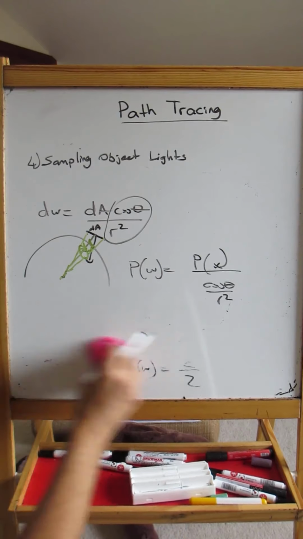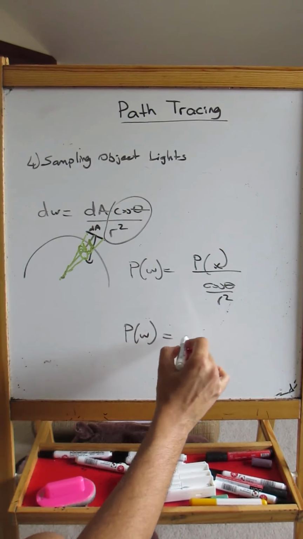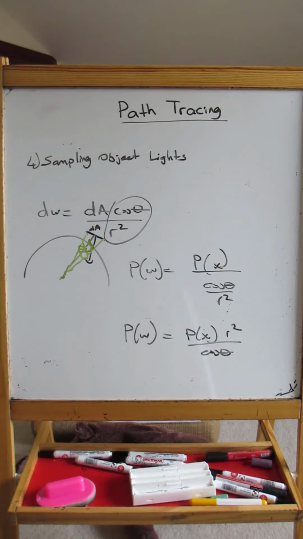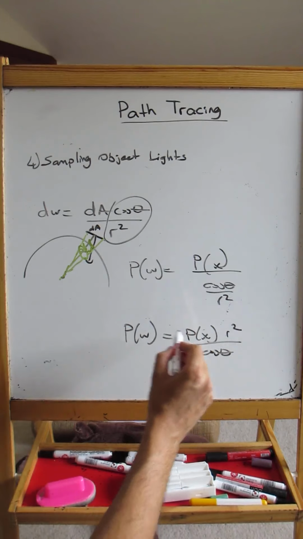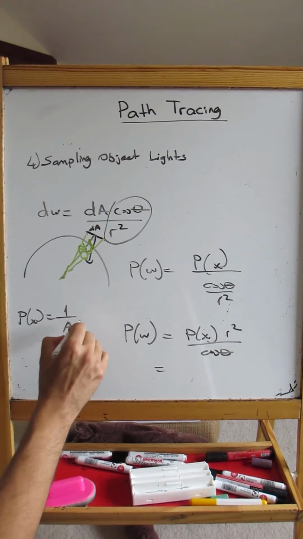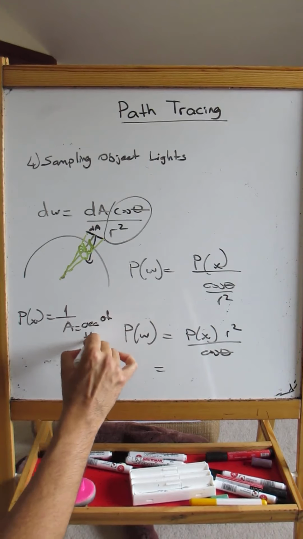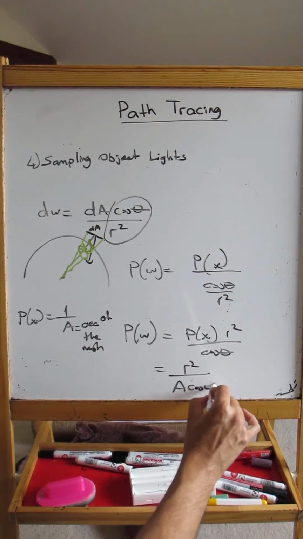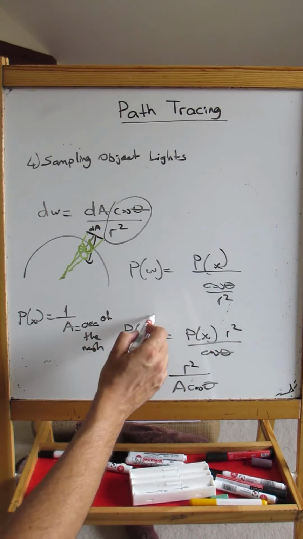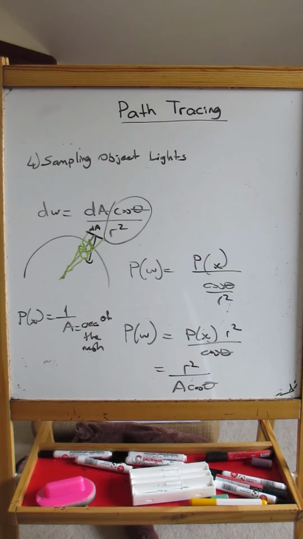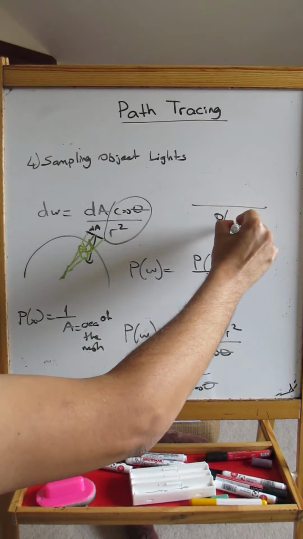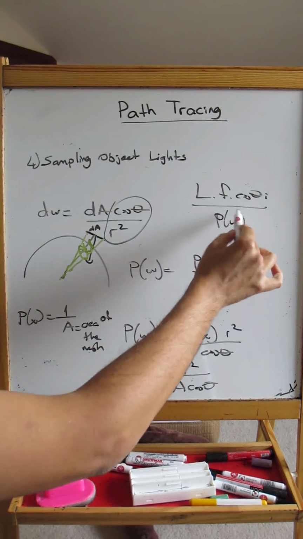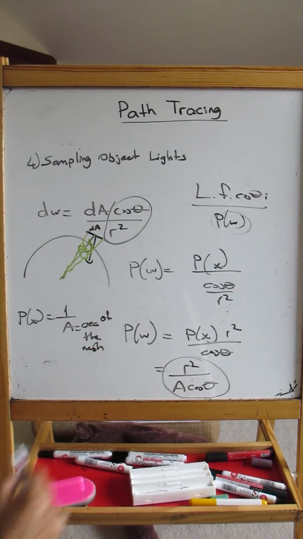So the probability of this direction is p(x) r squared divided by cos theta. What is p(x)? p(x) is equal to 1 over A, remember the area of the mesh. It is constant, right? So p(w) is equal to r squared divided by A cos theta. Once we select the point on the mesh, in the Monte Carlo formulation we are going to write p(w) in the denominator. We have the L stuff, f stuff, cos theta, then cos theta i. We will be dividing that with this p(w), and this is what this p(w) is going to be.